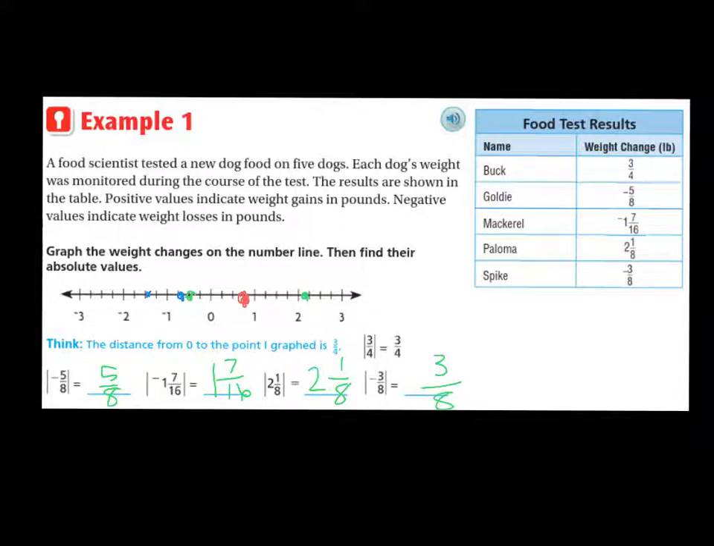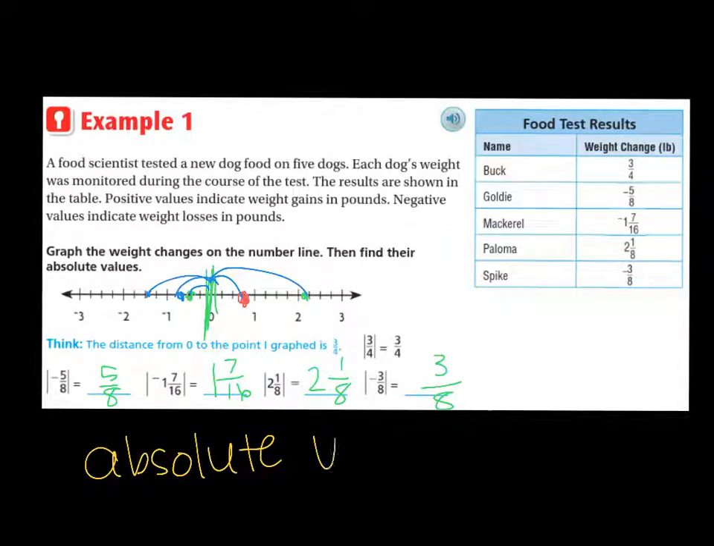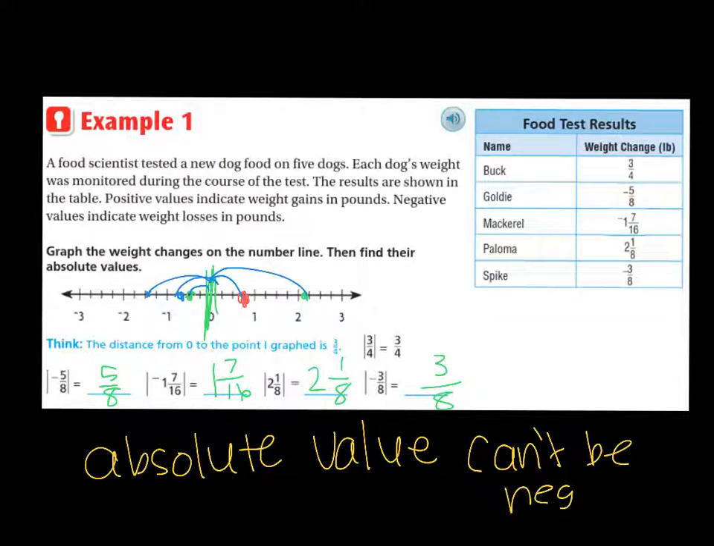So it means that's how far it is from our starting point of 0 right here. Okay? Regardless of what side of the number line it is, that's what our absolute value is going to be. We're looking how far does it take us to get back to 0. And that's how we got those numbers. Absolute value can't be negative because distance is never negative, and it's the distance to 0. So it will never be negative. So just remember that. Okay, let's go ahead and do the next example.